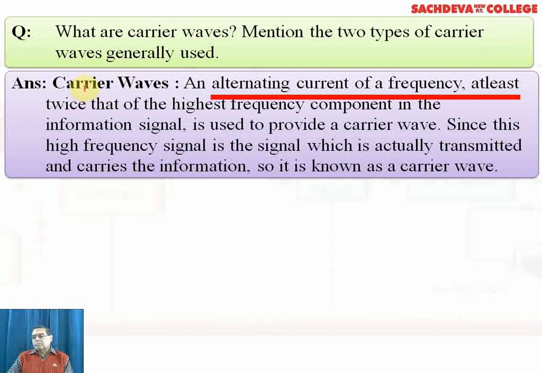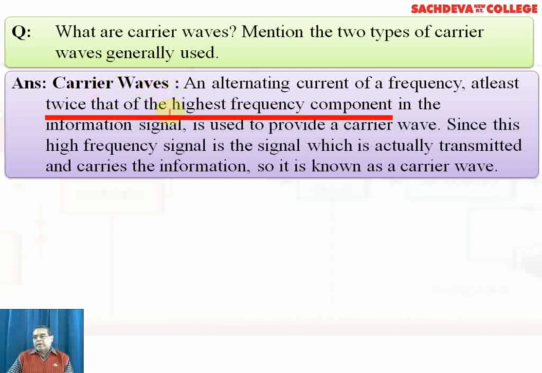An alternating current, that is a sinusoidal or varying current, of frequency at least twice that of the highest frequency component in the information signal is used to provide a carrier wave. Since this high frequency signal is the signal which is actually transmitted and carries the information, it is known as a carrier wave. So the purpose of the carrier wave is to carry the signal, and we have to adjust the nature of the signal.